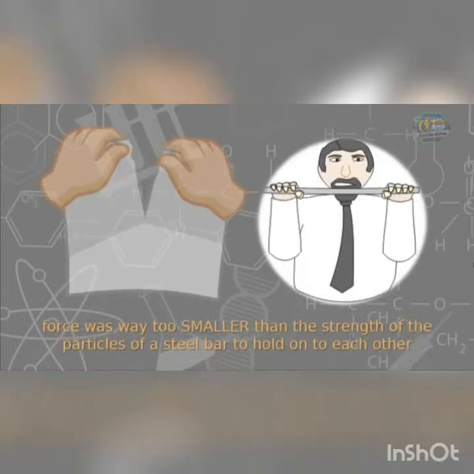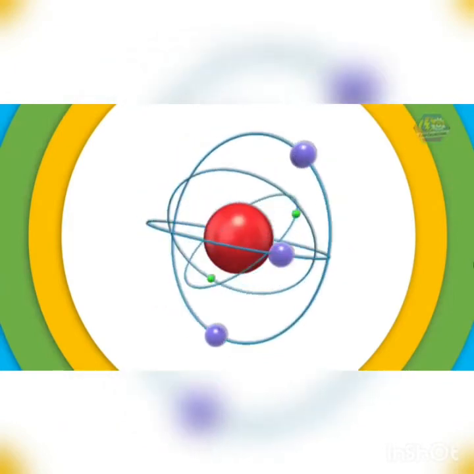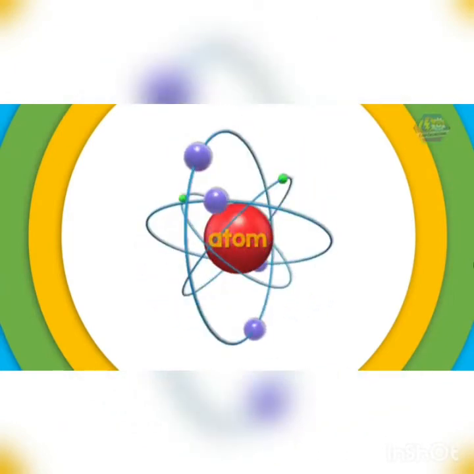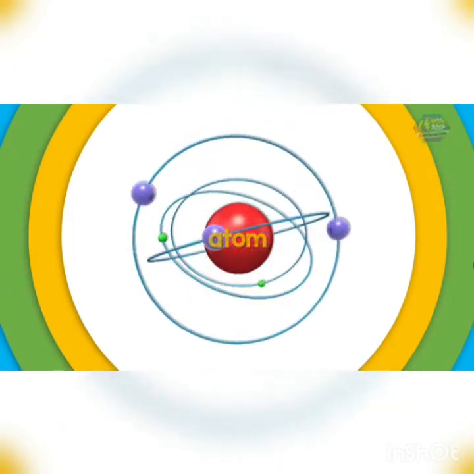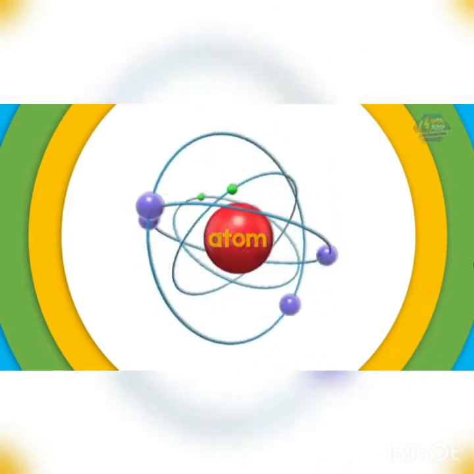But you did not ever break a steel bar because your force was way too smaller than the strength of the particles of a steel bar to hold on to each other. In chemistry, these particles are composed of atoms, and these atoms are bonded with the other atoms through sharing or exchanging of electrons.